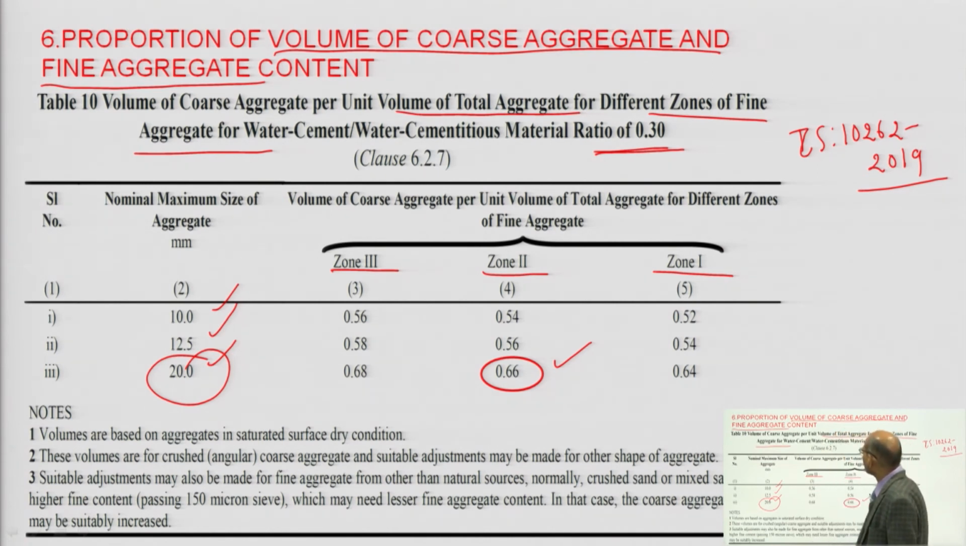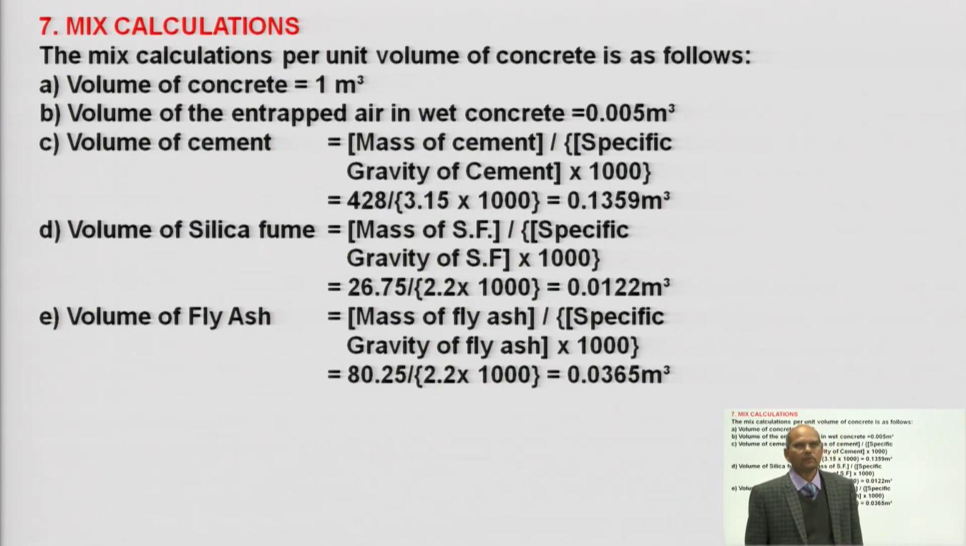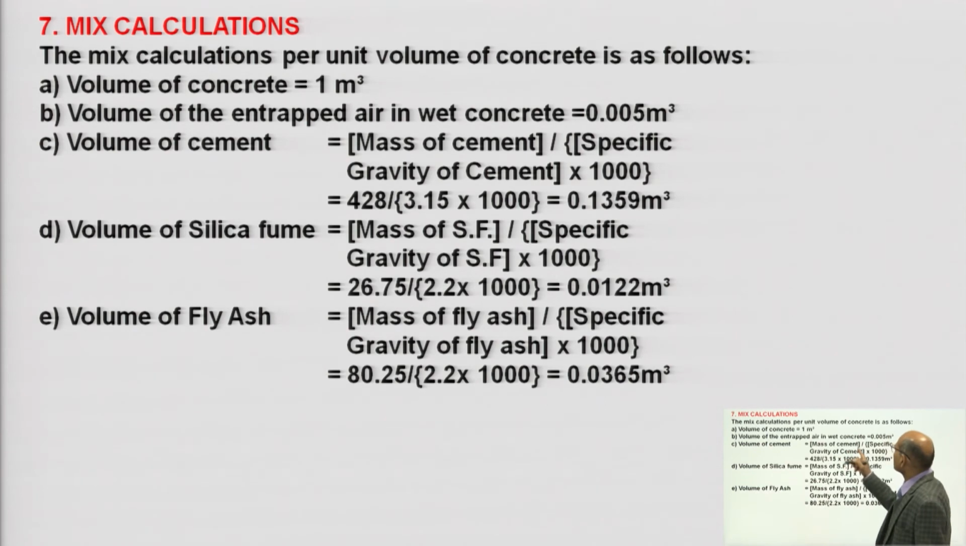So, that is the volume of coarse aggregate per unit volume of total aggregate. Once you know the total aggregate volume, if you subtract 0.66, then you can get the volume of fine aggregate also. Okay. So, now we can go for the mix calculation, per unit volume of concrete. The volume of concrete is taken as 1 meter cube, and the volume of entrapped air is taken as 0.5%, so this becomes 0.005 meter cube.